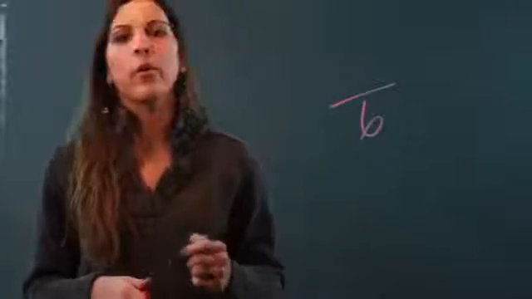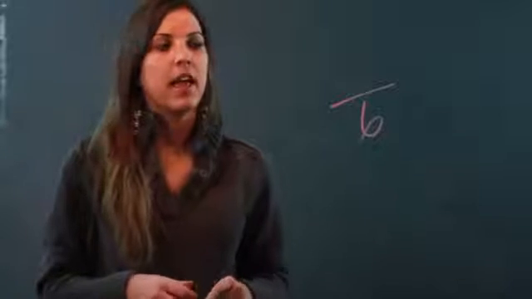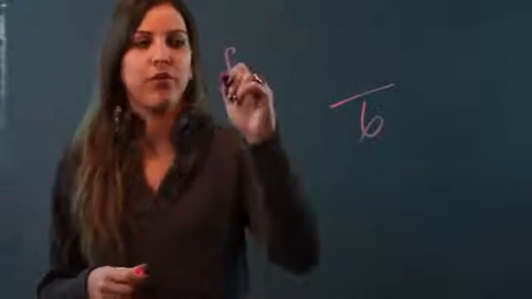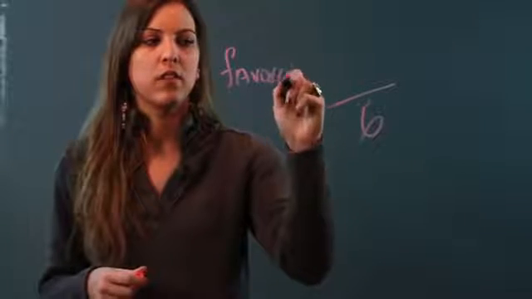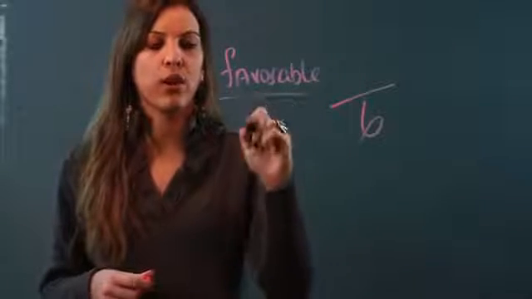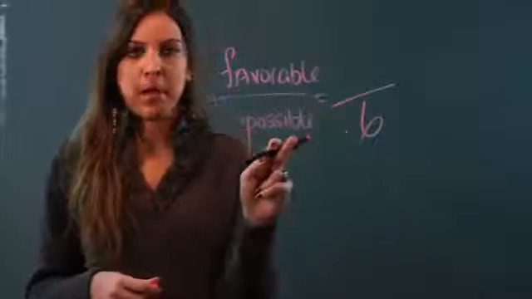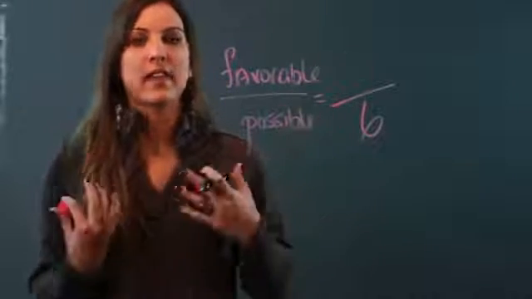So if you have a 6-sided number cube, that means that there are 6 possible outcomes, and our possible outcomes always go in our denominator. So I'm going to go ahead and write 6 in my denominator. And the favorable outcomes go in the numerator. So we're doing favorable outcomes over possible outcomes. So 6 is my possibility, and favorable means the ones that I want to occur.